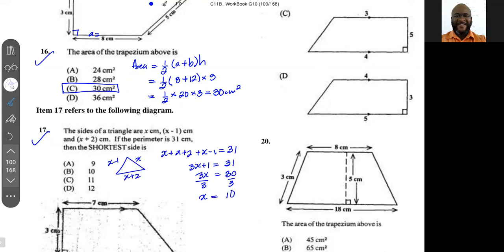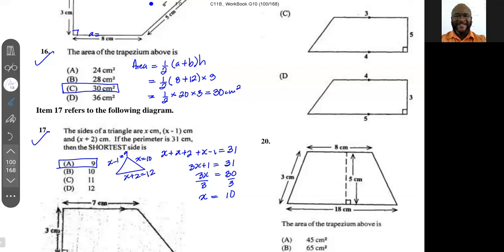What we're asked is, what is the length of the shortest side? The shortest side is actually 9. Question number 17, the answer is 9. This is x, which is 10. This is x plus 2, which is 12. X minus 1 will be 10 minus 1, which is 9. So the sides of the triangle are 9, 10, and 12. So the shortest side would be 9.